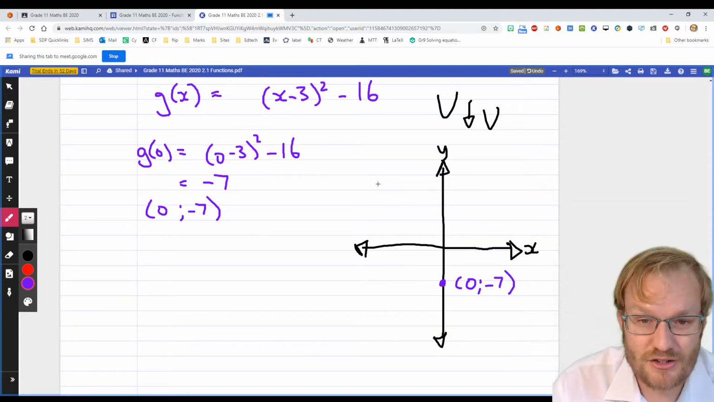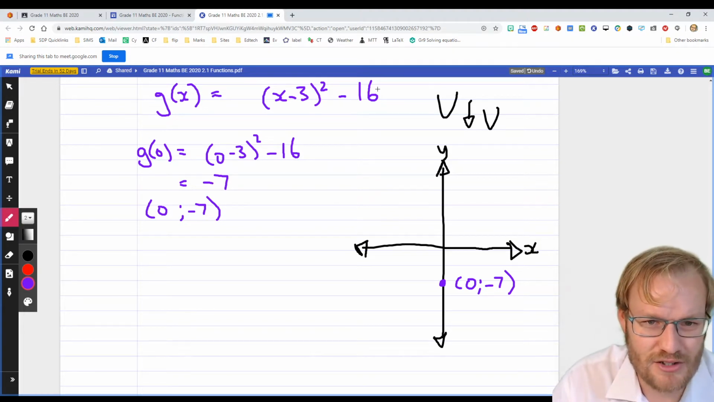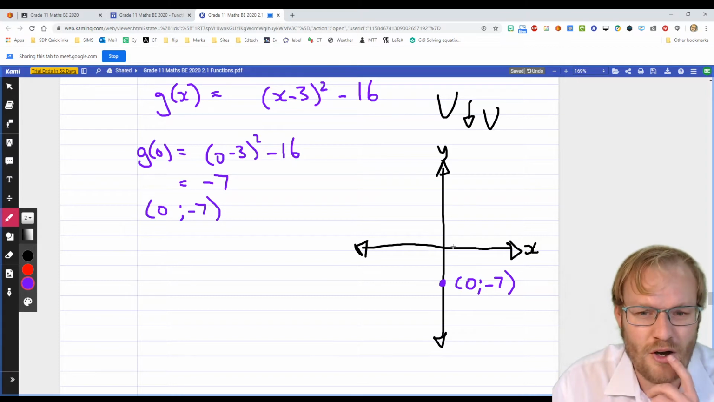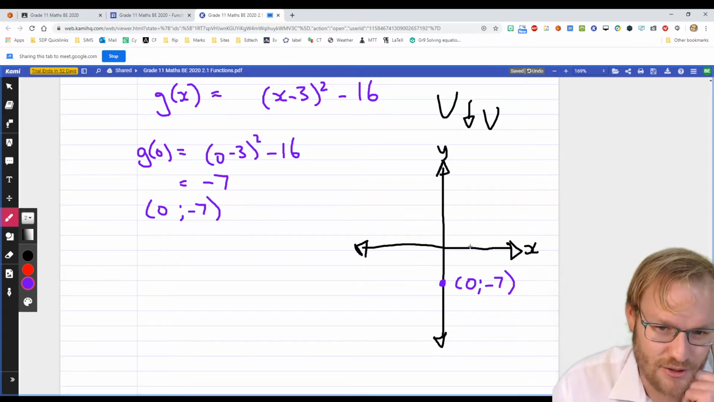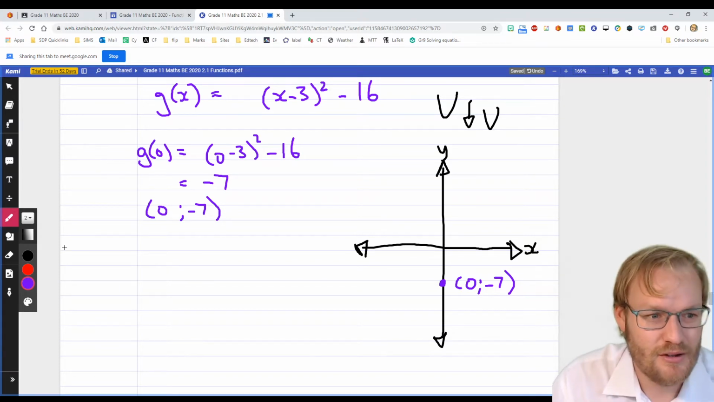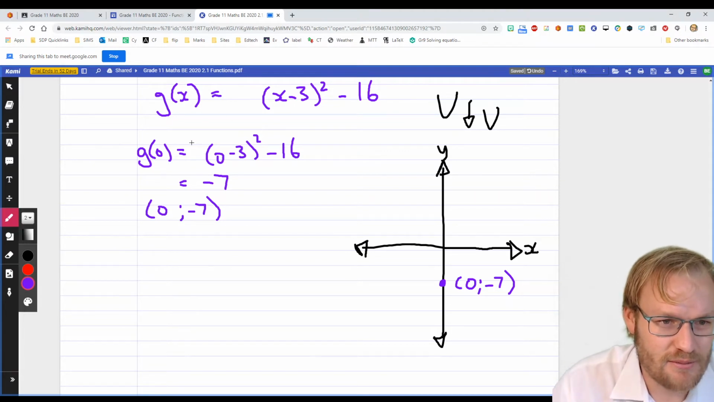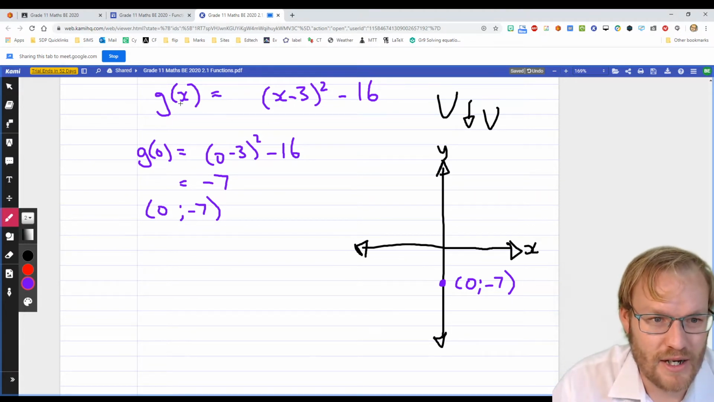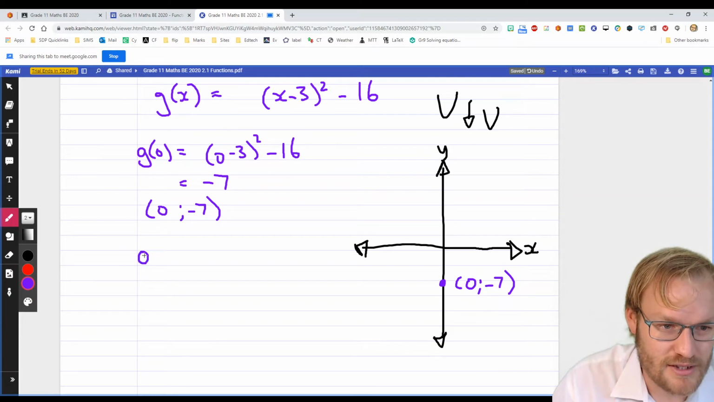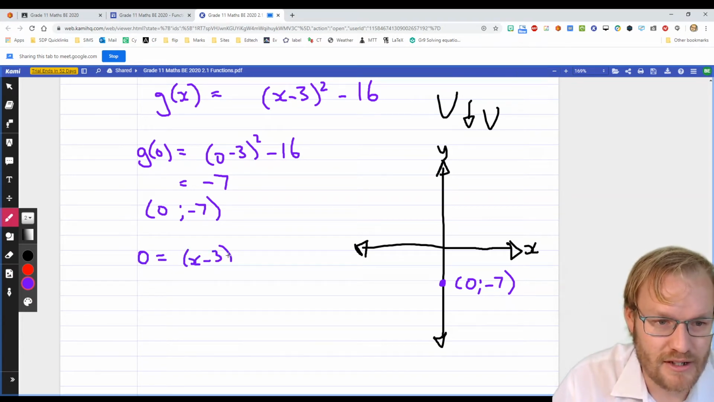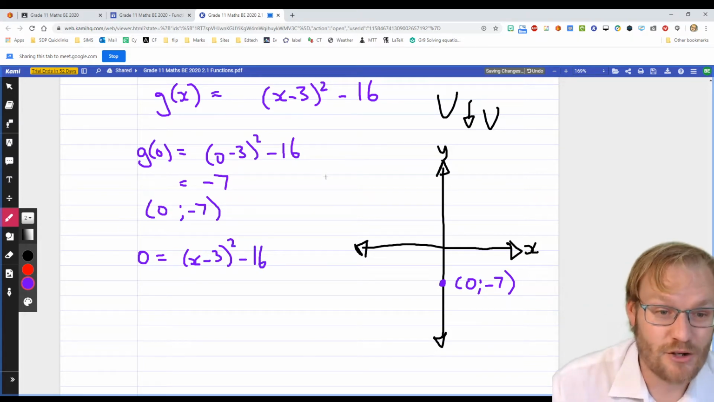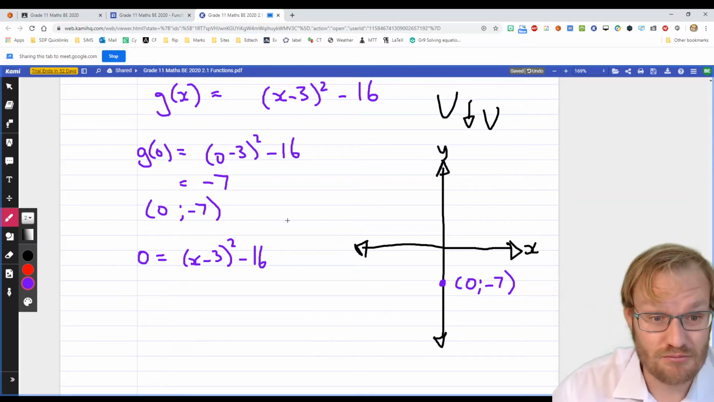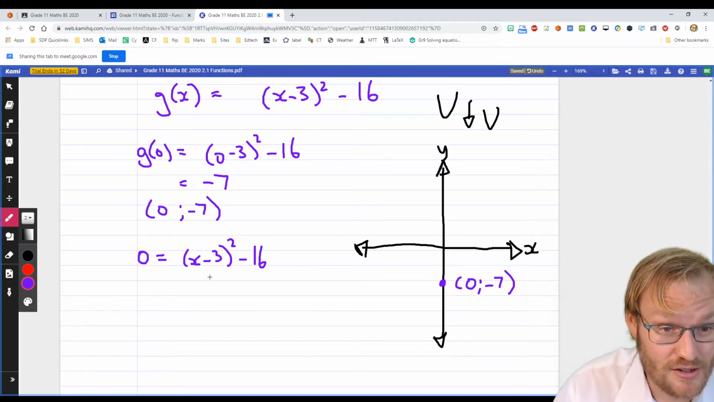But our graph doesn't just look like this, and this is why I'm saying, look how it's negative 7, it's not negative 16. What are our x-intercepts going to be? Well, to find out the x-intercepts, we just make our y value 0. So we say 0 equals (x minus 3) squared minus 16. There's an equation to solve. So go for it. Let's try and solve it.